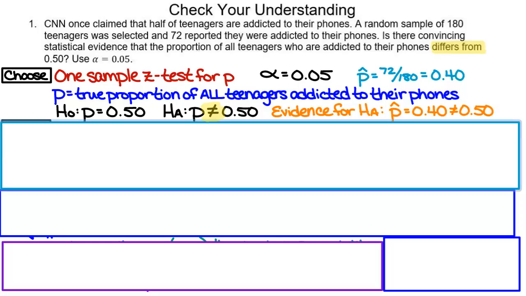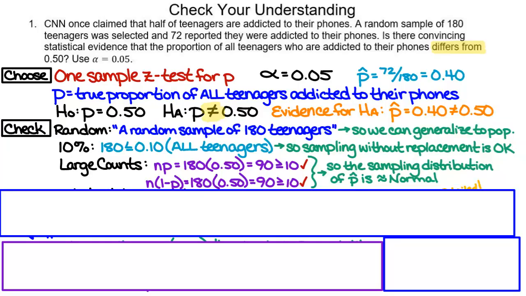For the check step, random: we have a random sample of 180 teenagers. That's so we can generalize to our population. 10%: 180 is less than or equal to 0.10 of all teenagers. If you write 10% with the percent sign here, that's perfectly fine. So sampling without replacement is okay. And then large counts, n times p, and n times 1 minus p. We get 90 for each because p is 0.5. Please, please, please make sure you're using p and not p hat for your large counts. We do that so the sampling distribution of p hat is approximately normal.